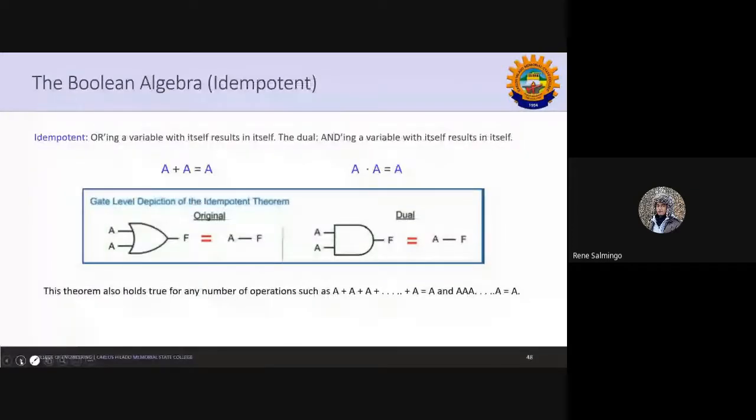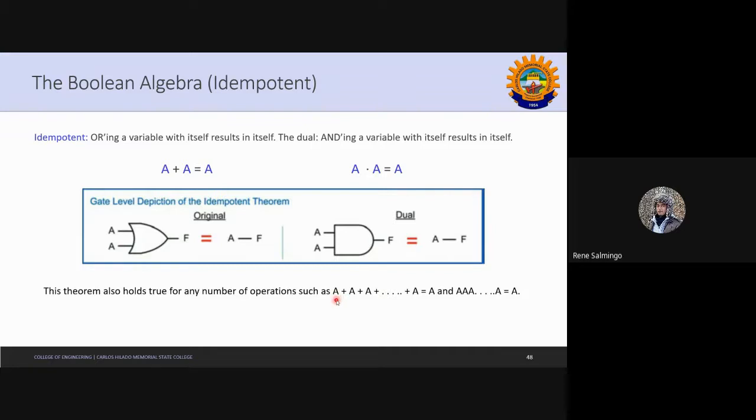Now the next one is idempotent. We have to use an OR with the results. What will happen is A or A is equal to A, and A and A is equal to A.